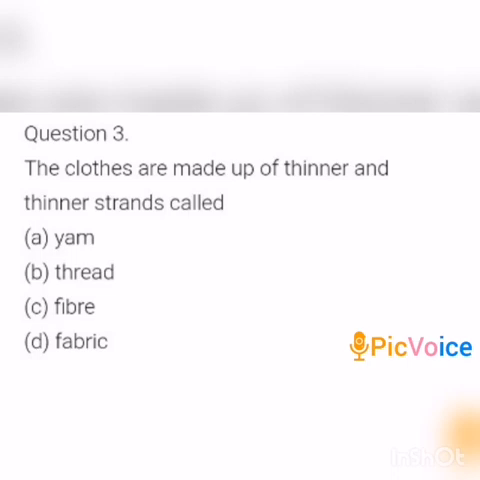Third question. The cloths are made up of thinner and thinner strands called. The answers are A. Yarn, Y-A-R-N, yarn. B. Thread. C. Fiber. D. Fabric. Which one is the correct answer? Try to find out.